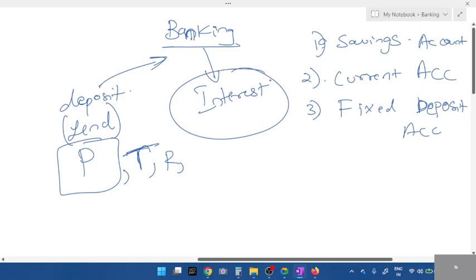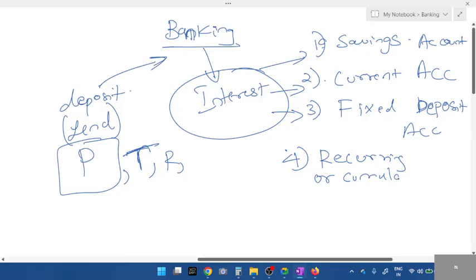So there are four types. You can choose any one type. Savings account, the rate is different, terms and conditions are different. Current account, fixed deposit account. For your syllabus, you have RD account, recurring deposit, recurring or cumulative. Make a note, all these are the same. They might give any word in the question, students, so don't get confused. Recurring, cumulative, deposit account. This is what you'll have for your syllabus.